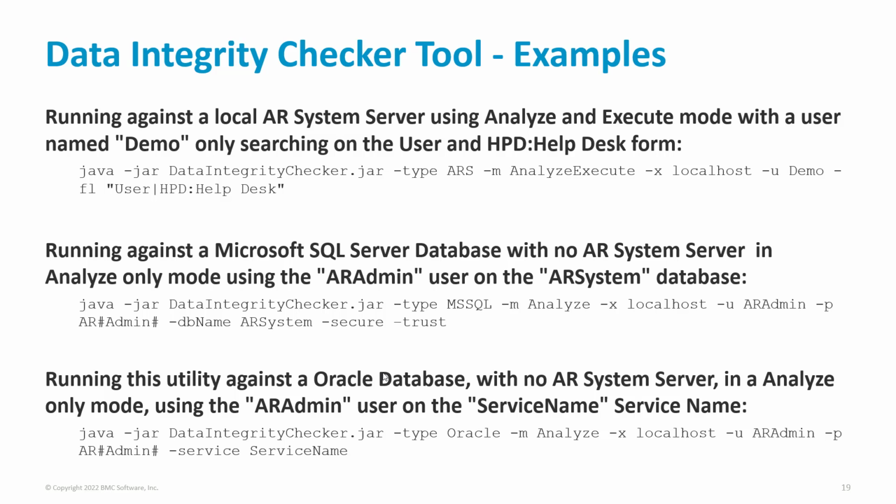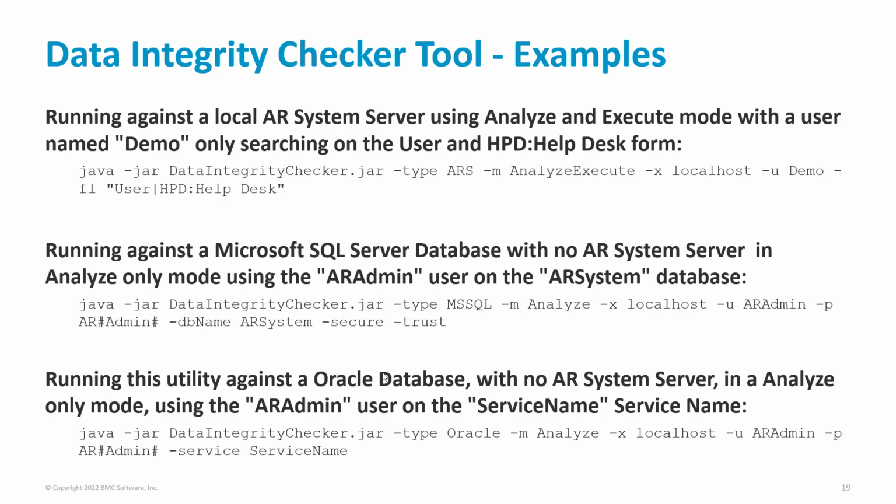Next example: let's say I want to run directly against a SQL Server database, not against the ARSystem, and I only want to use analyze mode, and my username is ARAdmin, and I'm using the ARSystem database. So again, I provide the Java command with a .jar file, and the type this time will be MSSQL. The mode is analyze, and then I provide my connection information. In this case, there are a couple options I hadn't mentioned earlier, but depending on your database and what parameters are required, I can tell that I want to connect in secure mode and use a trusted login name. So that's how I would do that option.